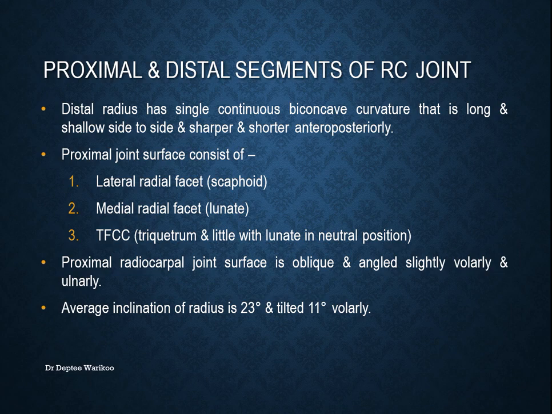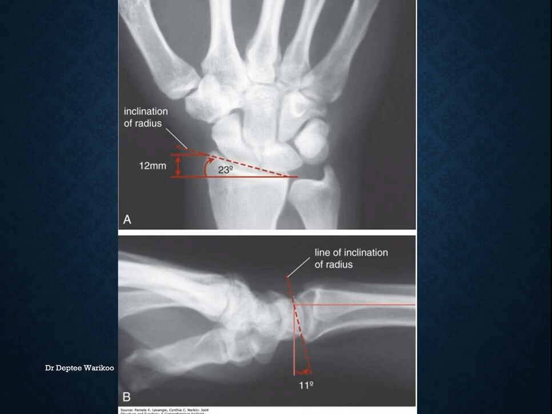Then the radioulnar disc is a component of the TFCC. It also serves as a part of the distal radioulnar joint, as I told you earlier. The proximal radiocarpal joint surface is oblique and angled slightly volarly and ulnarly. The average inclination of the radius is 23 degrees and tilted 11 degrees volarly, with the dorsal radius slightly longer than the volar radius. Here you could see the inclinations of the radius. The average inclination of the distal radius, as you see in the first diagram, is 23 degrees.